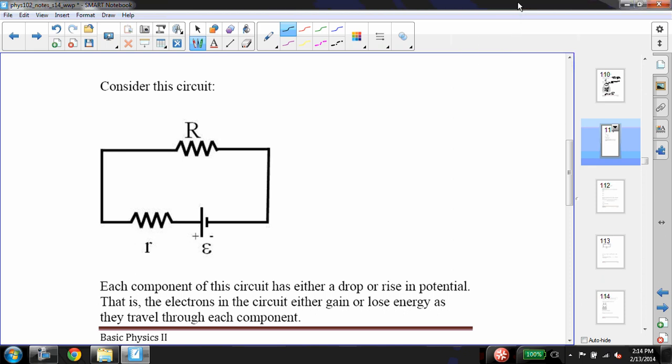Right, so now we're drawing the circuit where we have this EMF right here, and then we have the internal resistance right here. So we're just treating it like another resistor that's in the circuit. But let's consider this circuit.